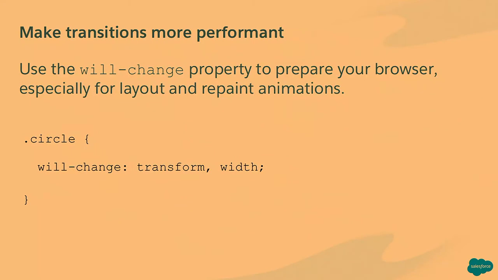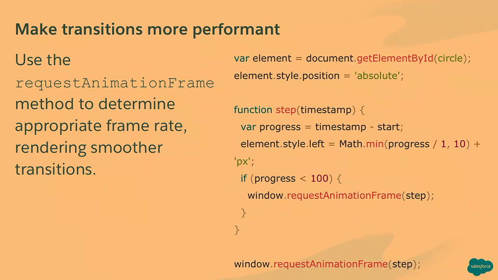Additionally, if you don't want to just animate those 4 properties, use the will-change property to make your animations more performant. This lets your browser know what property you're trying to change, so the browser isn't constantly looking to update your screen. If you're using JavaScript, use the requestAnimationFrame method to determine the appropriate frame rate for your browser. This helps you optimize for different screen sizes and the type of browser you're using, and will result in more fluid and smooth animations.